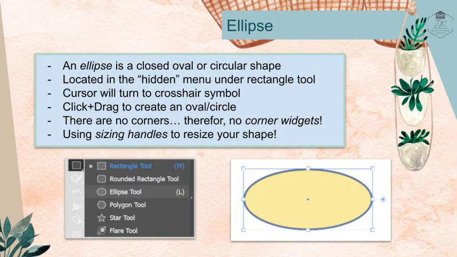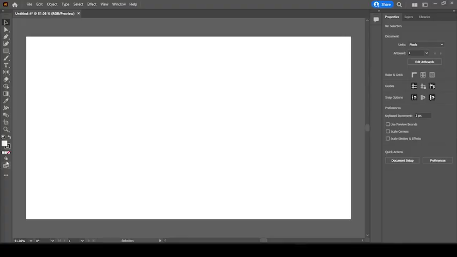Shape number 2, ellipse. The term ellipse is just a closed oval or circular shape. It's also located in the hidden menu underneath the rectangle. Remember, you have to click and hold to access the menu. Your cursor will look like a crosshair since you have a shape tool selected, and simply click and drag to create your circle or oval. Since there are no corners, you are not going to have any corner widgets. Use the sizing handles to resize your shape like normal.